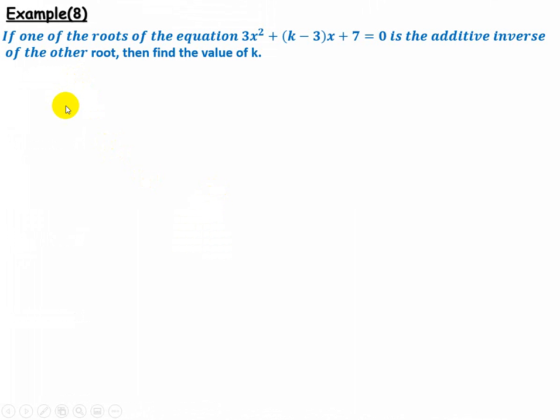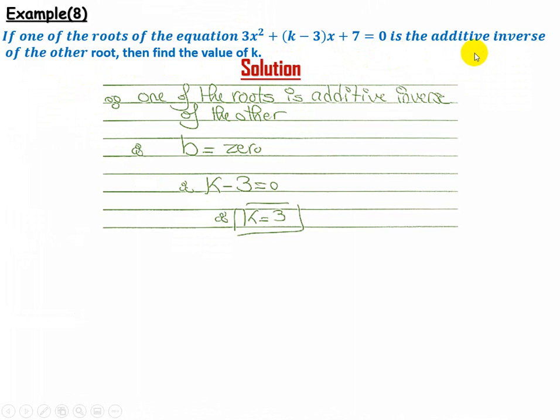Exercise number 8. If one of the roots of the equation 3x squared plus (k minus 3)x plus 7 equals 0 is the additive inverse of the other root, then find the value of k. As we took in the notes, if one of the roots is the additive inverse of the other, their sum equals 0, which means b equals 0. So k minus 3 equals 0, so k equals 3.